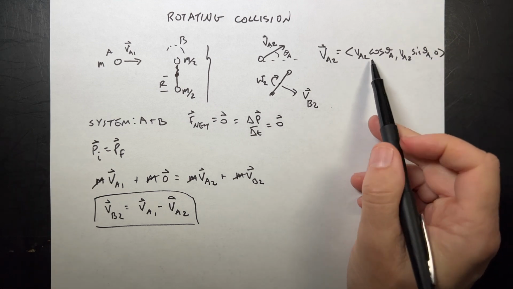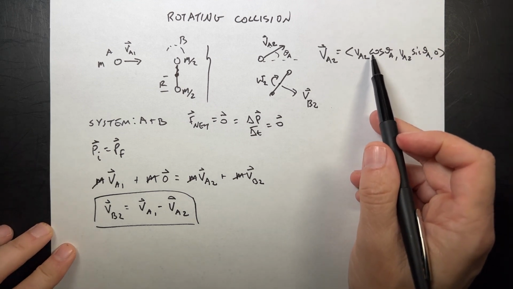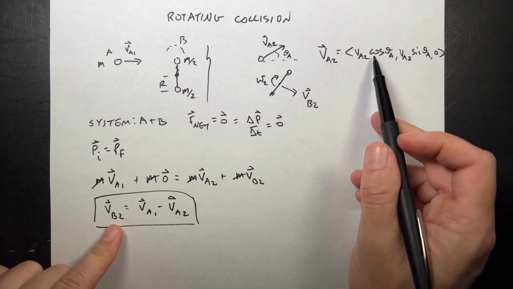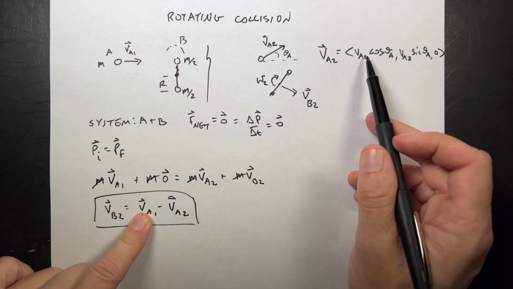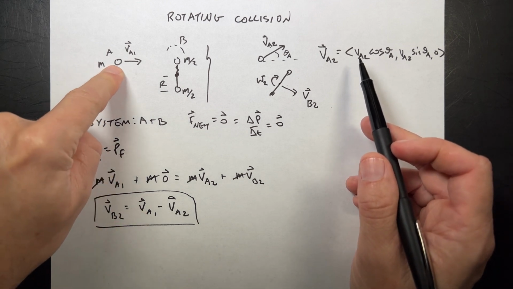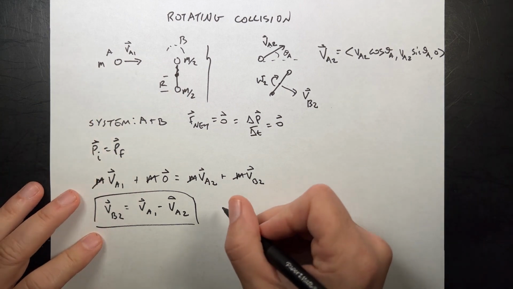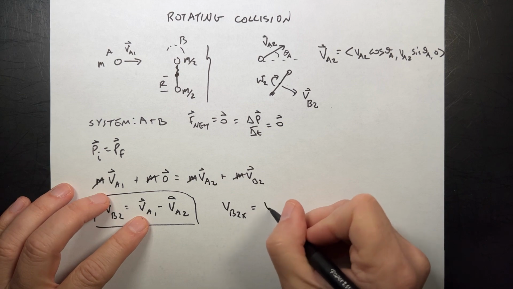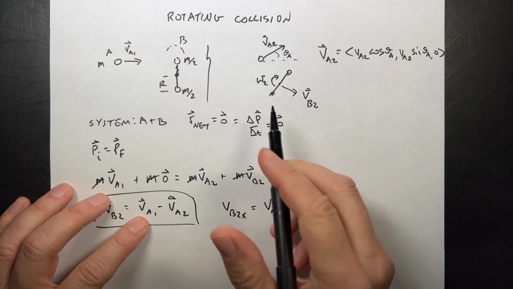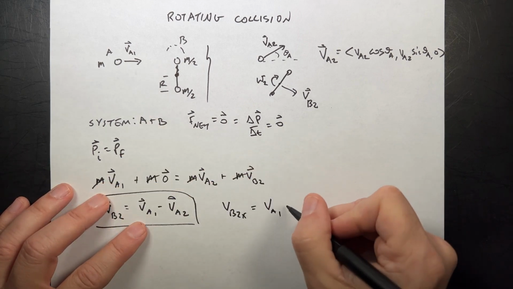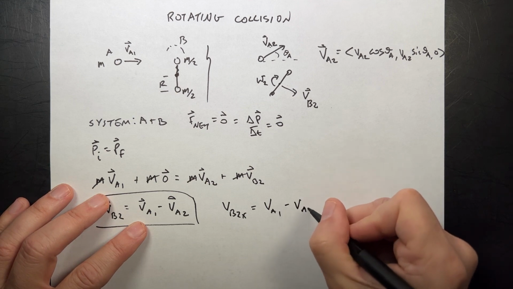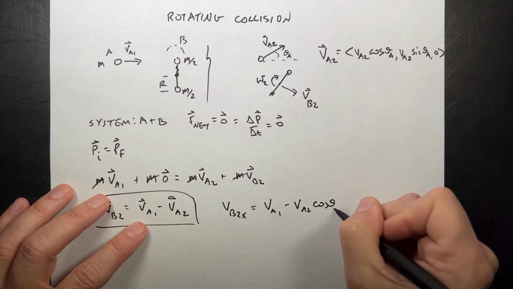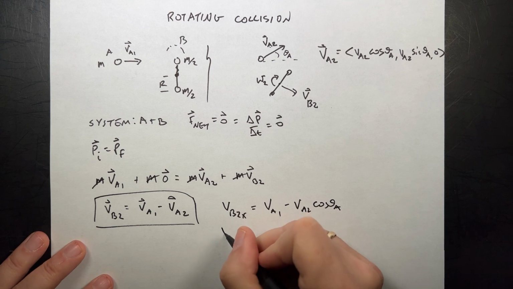There. So then, if I want to just find the x component of VB2, it would be the x component of this, which is, I know, VA1. So let's just write that out. VB2x is going to be VA1, the magnitude of the velocity, which is only in the x direction, minus VA2 cosine theta A. And then you could do the same thing. Let's write it out.